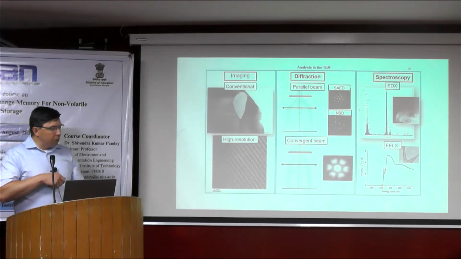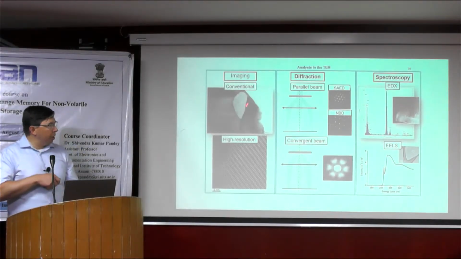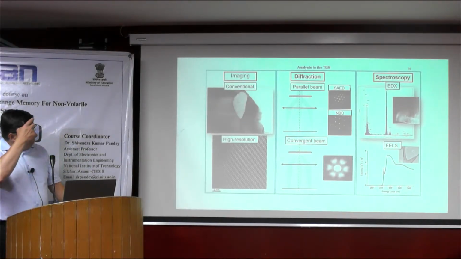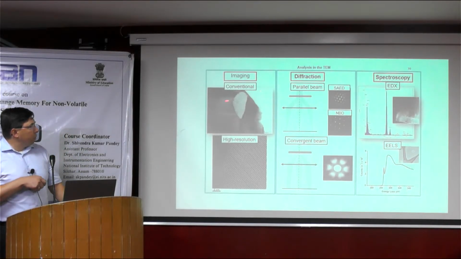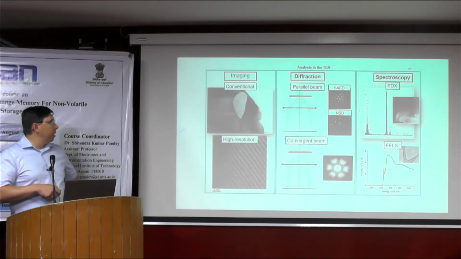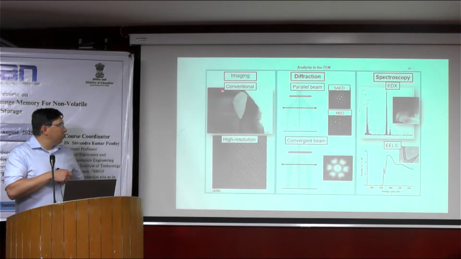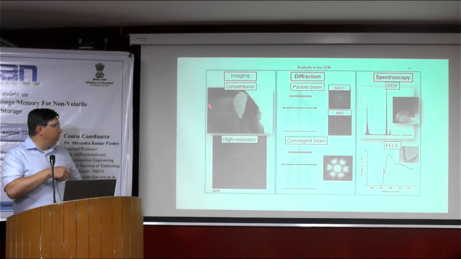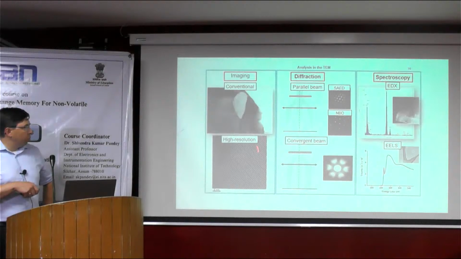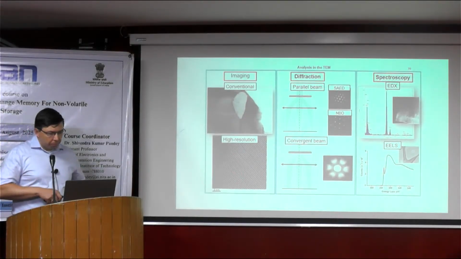By using imaging, either coherent or incoherent, you can study your specimen in real space. By using, for example, conventional imaging, you see precipitates or grain boundaries, and by using high resolution TEM, you can see defects in your system. In this case, these are the vacancy layers.